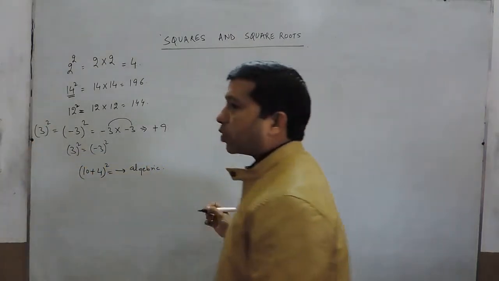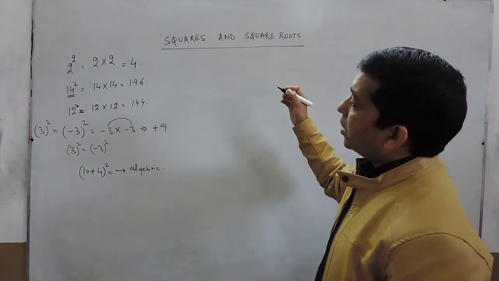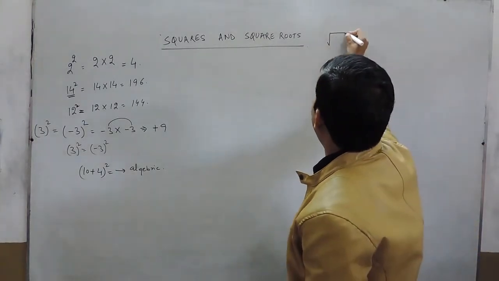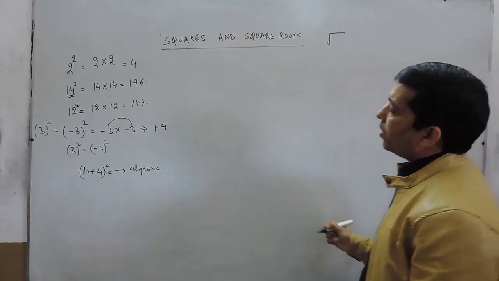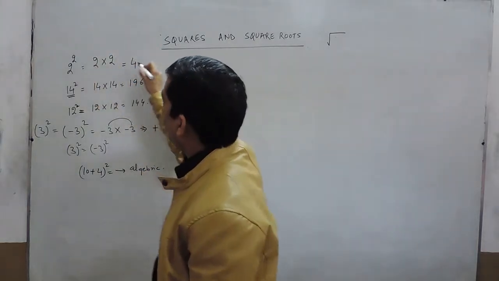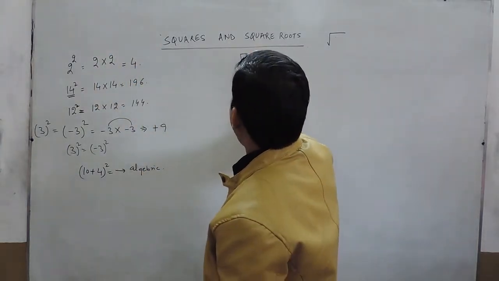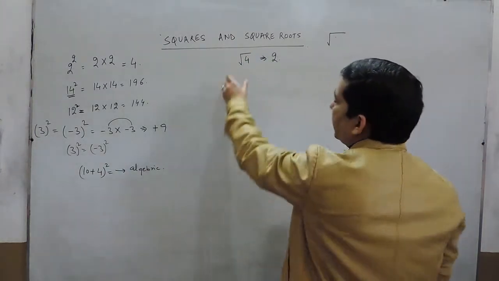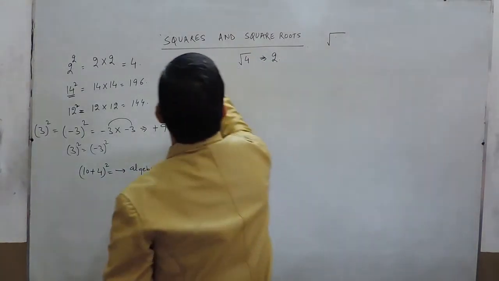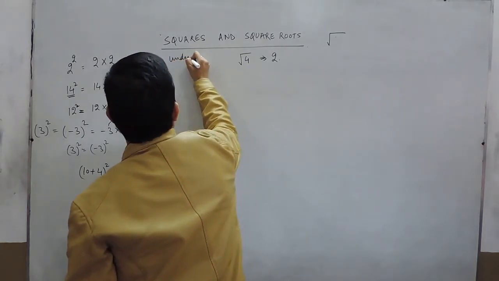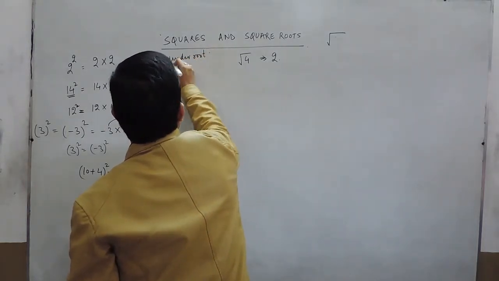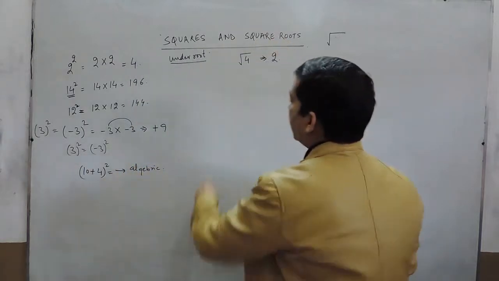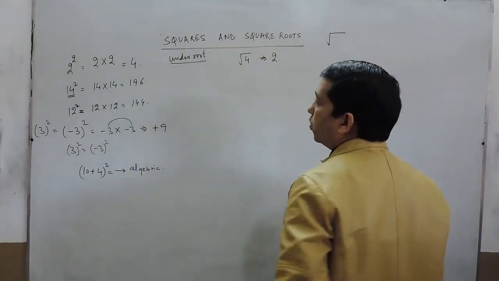Now, if we come to the square root, the square root is denoted by a sign like this. When we know that 2 square is 4, then the square root of 4 is equal to 2. When I say the square root of 4, this is also known as under root. Under root and square root are the same terms. So the under root of 4 is 2.